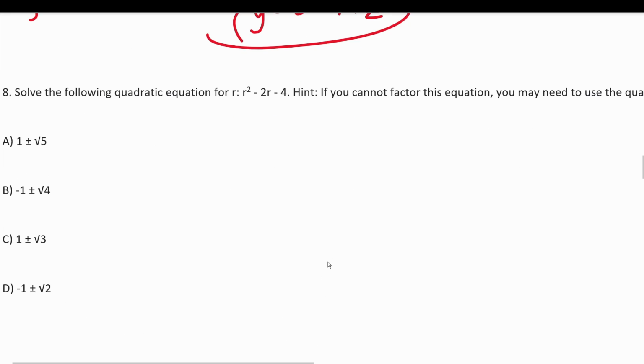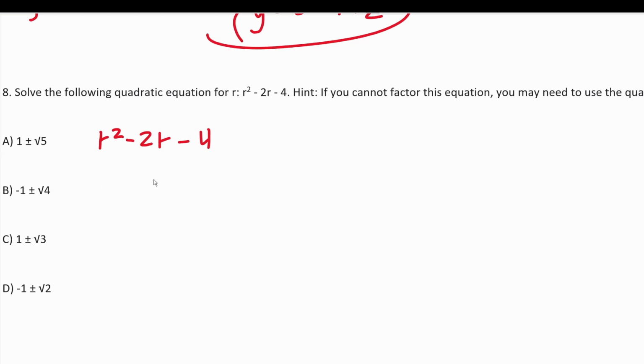Number 8 says, solve the following quadratic equation for r. We have r squared minus 2r minus 4. And this hint says if you can't factor this equation, you may need to use the quadratic equation or quadratic formula. So let's start by copying down this equation that's given. We have r squared minus 2r minus 4.